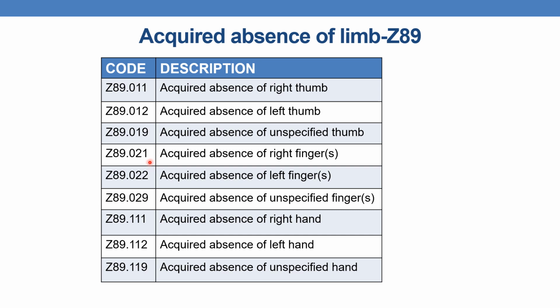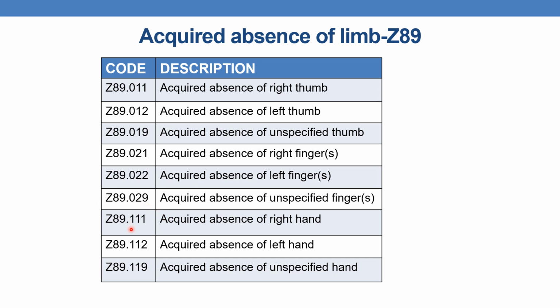And sixth digit 1 indicates right, 2 indicates left, and 9 indicates unspecified. Sixth digit is common for the majority of the anatomical sites. 1 indicates right, 2 indicates left, and 9 indicates unspecified. So Z89.021 indicates acquired absence of right ring finger. The next is Z89.022, acquired absence of left ring finger. And Z89.029 indicates acquired absence of unspecified ring finger.